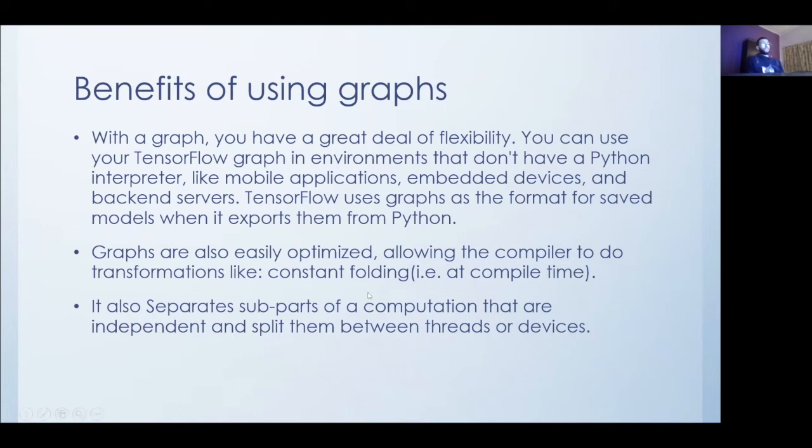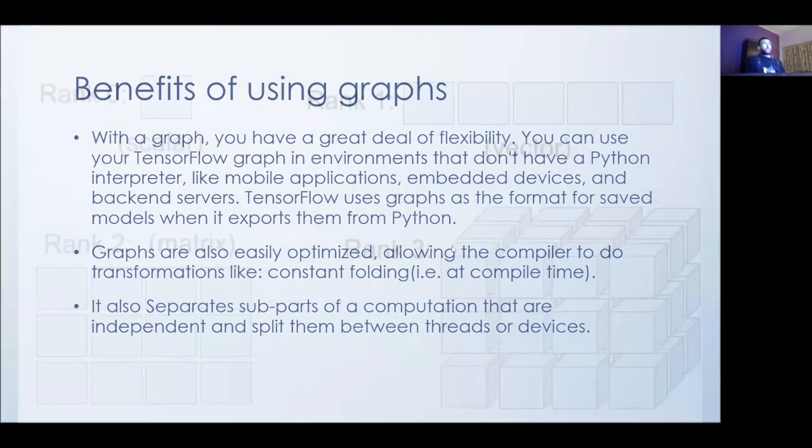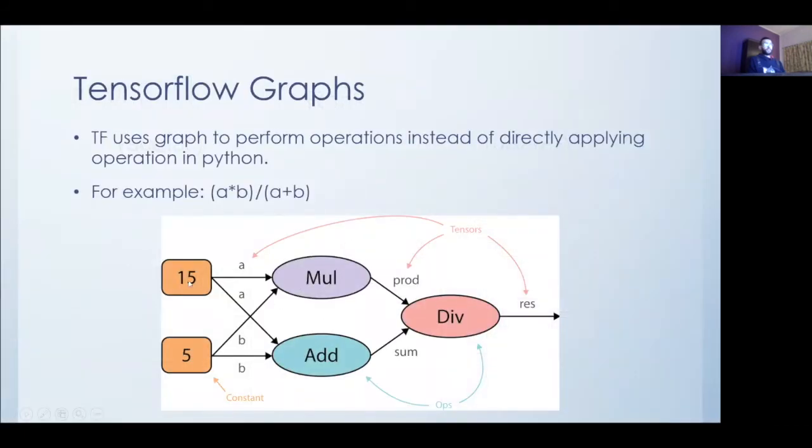Another advantage of using graphs is that it allows us to perform these operations separately. For example, I can perform this multiplication operation in a single thread, and I can perform this addition in a separate thread. That allows me to perform these operations at the same time. That saves time compared to doing it separately. For example, if I was using Python, it would first evaluate this part, and then it would evaluate this part. But if I'm using graphs, both parts are evaluated at the same time.